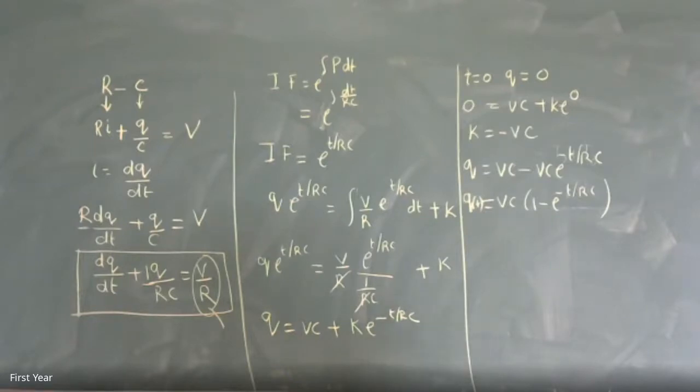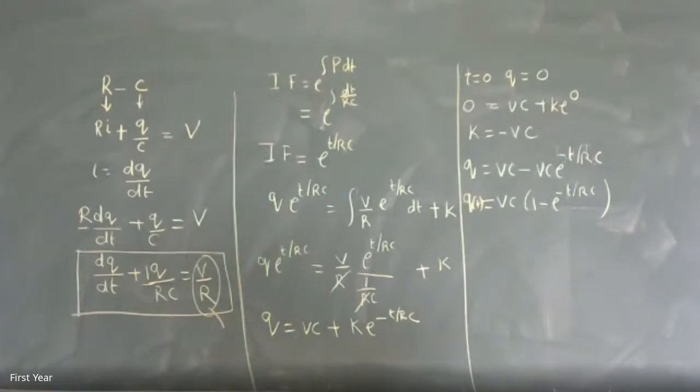The way we got it for current in an LR circuit, it was E by R into 1 minus e raised to minus Rt by L. So here we are getting the charge in the circuit at any time t. Clear? Everyone, is this clear? Yes, ma'am. So this is the first part.